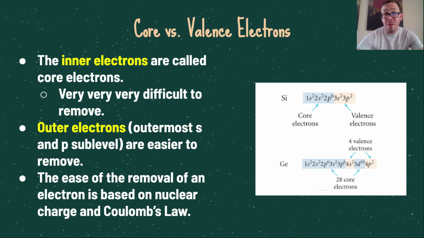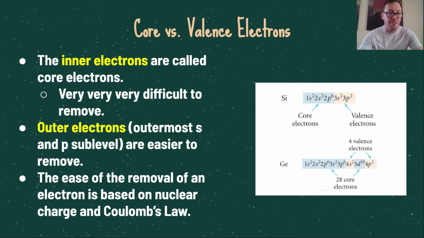So let's differentiate between the concept of core or inner electrons versus outer or valence electrons. Inner electrons are called core electrons, and they're very, very, very difficult to remove. The reason being is that those electrons are very close to the nucleus, or at least closer to the nucleus than outer electrons would be. Because those electrons are closer to the nucleus, they experience greater nuclear charge, therefore they are more attracted to the nucleus because they are closer to the nucleus. Remember that the nucleus is positively charged and the electrons are negatively charged. And so because they experience greater attraction, they're very difficult to remove, or at least more difficult to remove than the outermost electrons.